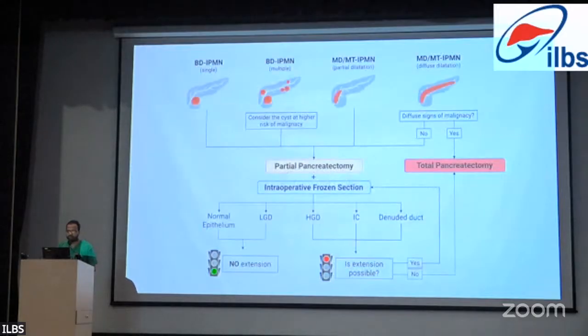This diagram shows the management. Branch duct IPMN, single or multiple. Whenever there are multiple lesions in the branch duct IPMN, consider the cyst which is at the highest risk of malignancy and then operate according to it.